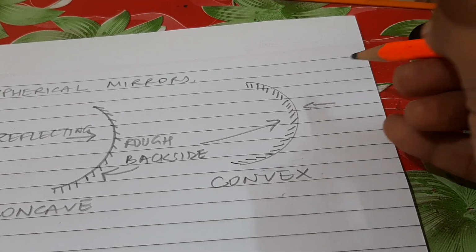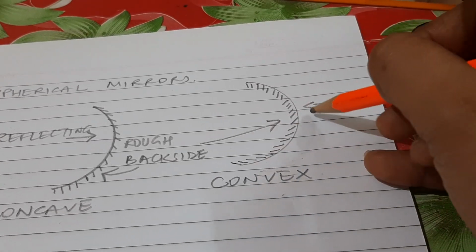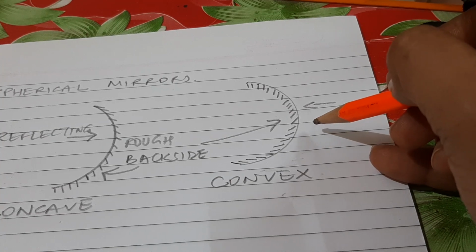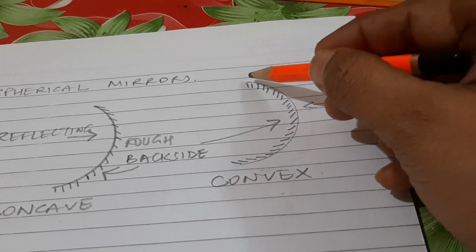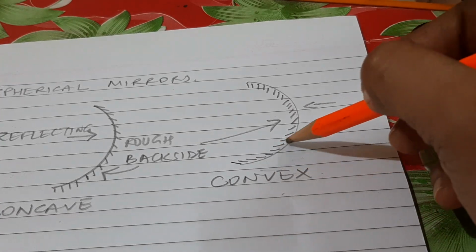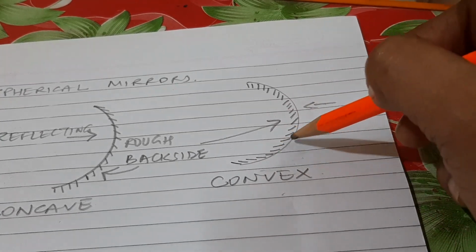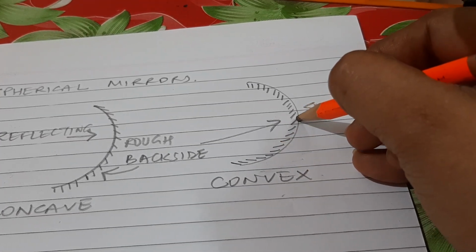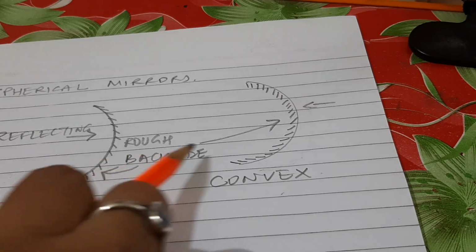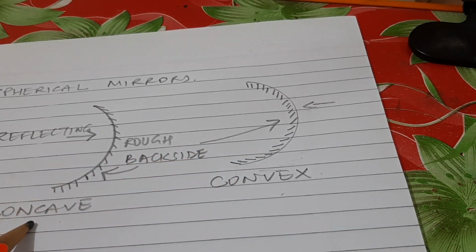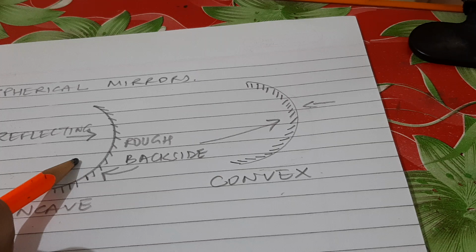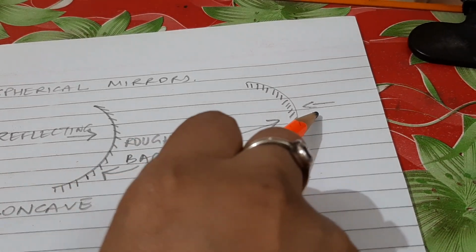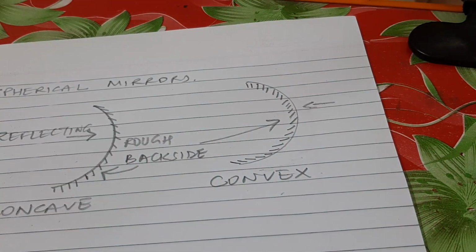So what is a convex mirror? A convex mirror is that spherical mirror in which reflection of light takes place at the convex surface or the bulging out surface. This surface is the bulging out surface of the mirror, and the reflection is going to take place from this surface of the mirror. So this is the convex mirror. So the difference between concave and convex mirror is that for a concave mirror, the reflection of light takes place from the bent in surface, whereas for convex mirror, the reflection of light takes place from bulging out surface.